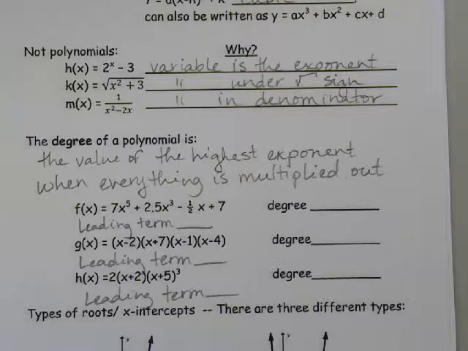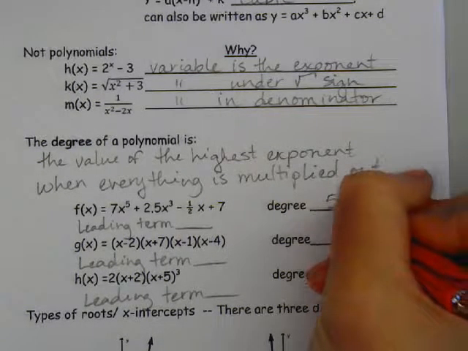The leading term, as I mentioned before, is the first term that has the highest exponent with it. When you're in standard form, the highest exponent is going to be your first term. Once you've multiplied everything out, if things need to be multiplied out, the first term is going to be your leading term. So what is the degree on f of x?